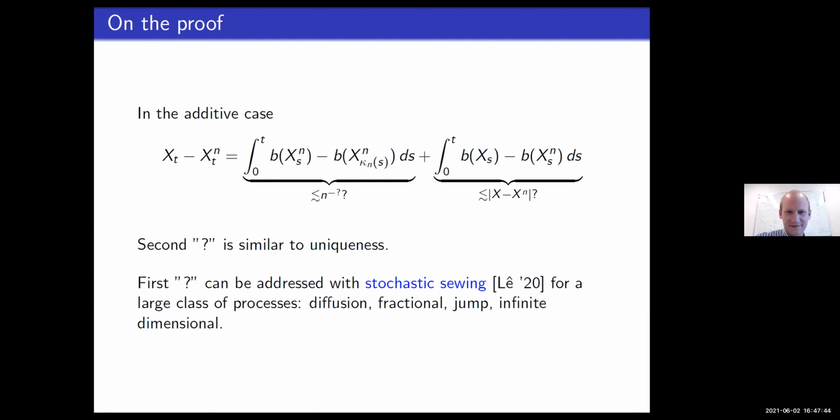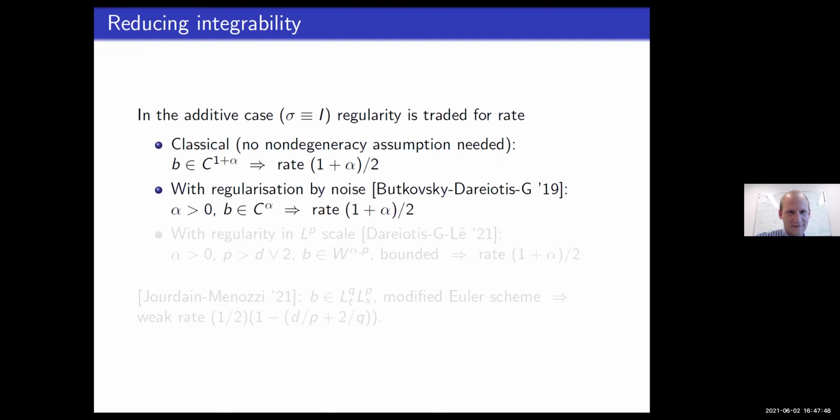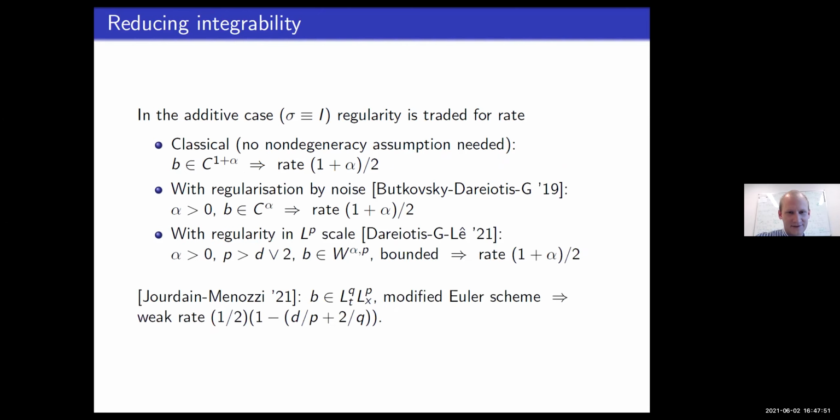So in the interest of time, concerning LP drift, please only focus on the last line, because I have not so much time. Let me just mention a very recent work where the approximation is considered with LP-LQ drift, where the Euler scheme has to be modified because pointwise it might not make sense to evaluate such a drift. They managed to get some rate of convergence, but this is a weak rate of convergence. So the strong rate is still kind of open in that case.